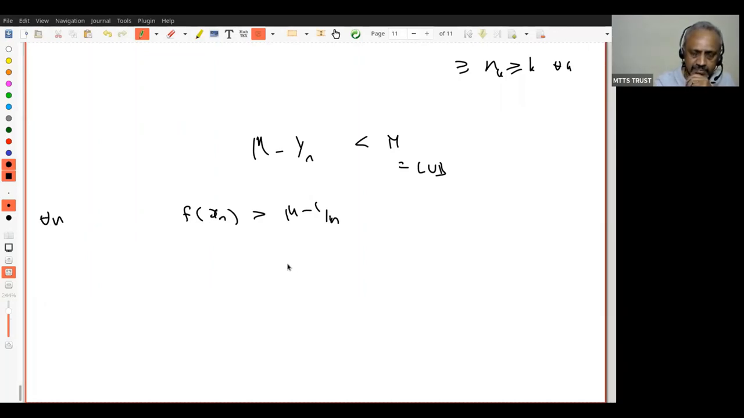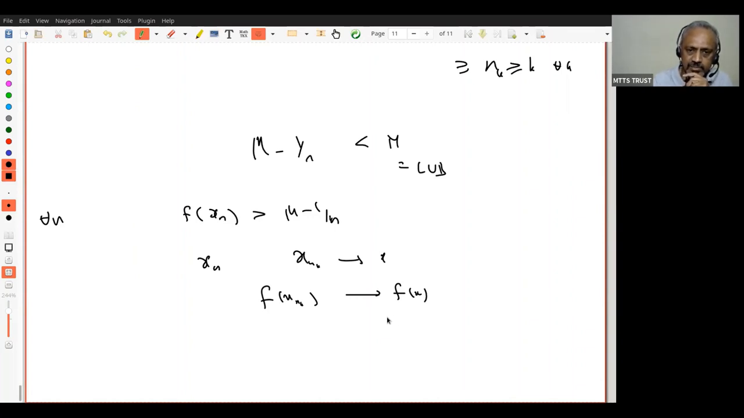Yes or no? Okay. Sure? Because this is not an upper bound. Therefore, there is an x_n such that f(x_n) is greater than M minus 1 by n. Most of the problem with students is the LUB, supremum, etc. They have to be thorough. Then only you will follow. Anyway, this is all right. Now I have a sequence x_n. Therefore, there is a subsequence x_{n_k} which converges to x. Therefore, f(x_{n_k}) must converge to f(x). Do you understand? Right.